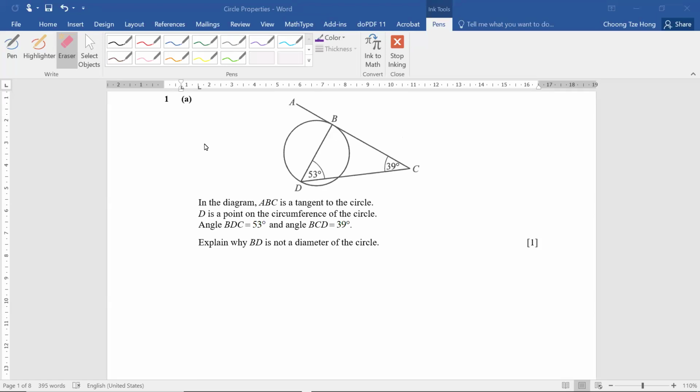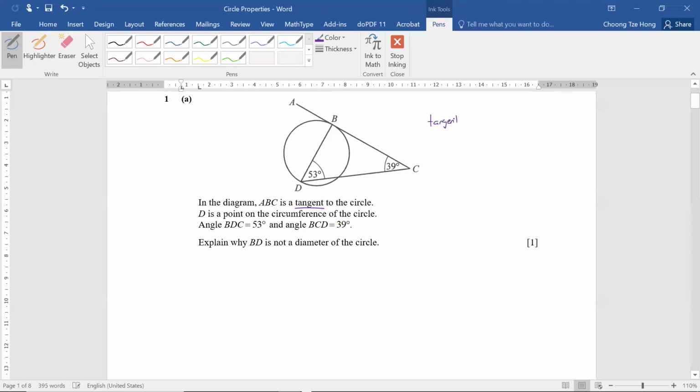For questions where they ask you to explain something, you need to be very clear about the concept that they are testing you about. Over here, a very important thing to know is that there's a tangent inside this question. So you need to think about the properties of circles that are related to tangent. Basically, there are only two of them. One of them is tangent from external point, but for this question, it can't be that because there's only one tangent. Tangent from external point requires two tangents. So it has to be the other property, which is tangent perpendicular to radius.